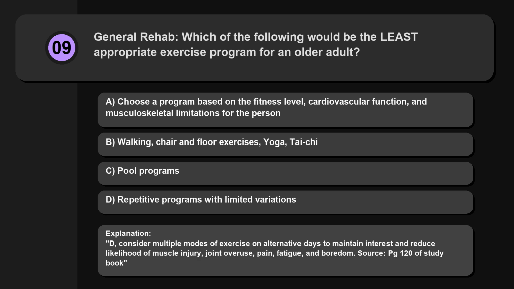Consider multiple modes of exercise on alternative days to maintain interest and reduce likelihood of muscle injury, joint overuse, pain, fatigue, and boredom. Source: page 120 of study book.